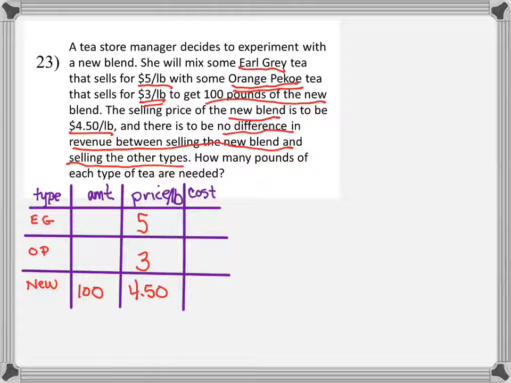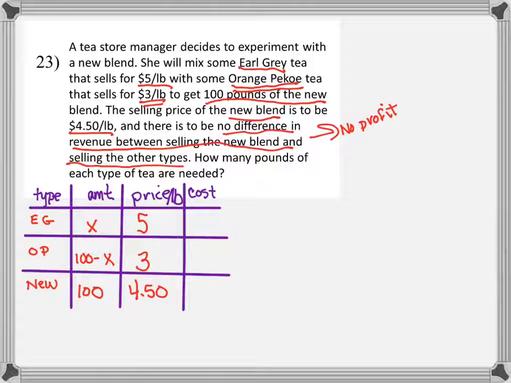And it says that there will be no difference in revenue between selling the new blend and selling the other types. That means that there's no profit that we need to take into consideration in writing our equation. So we do need to figure out how many pounds of each of the new type of tea are needed.